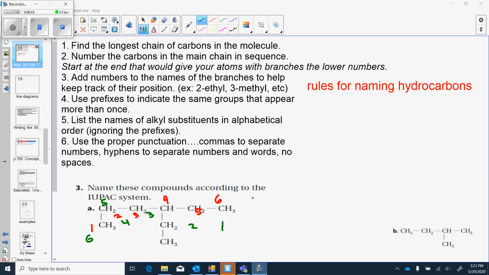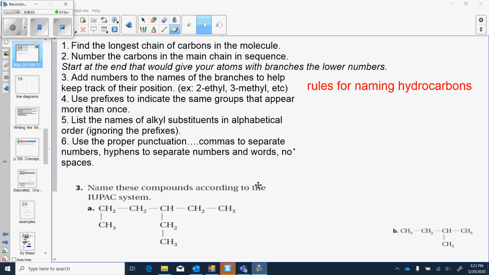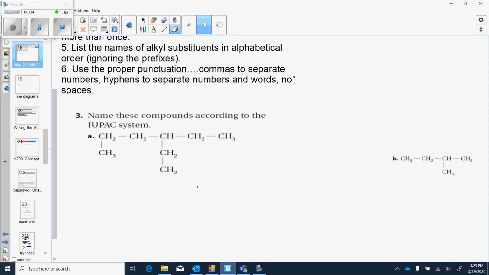We need to number to give the smallest number. Here we go. So you can see here we have 1, 2, 3, 4, 5, 6. What's the prefix for 6? The prefix for 6 is going to be, and we need to memorize those prefixes, there are only 10, and only 4 of them are new. So memorize those prefixes. 6 means hex, okay?